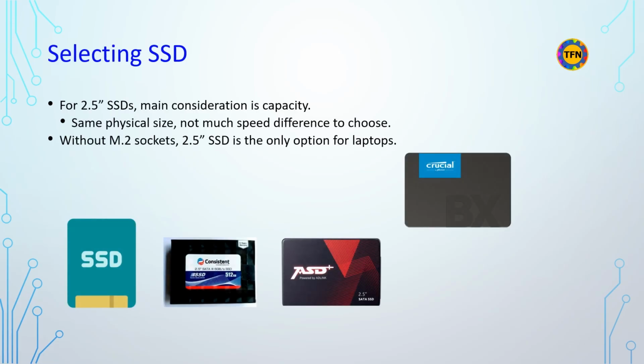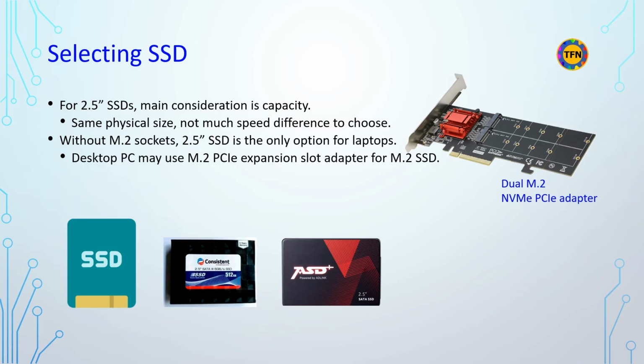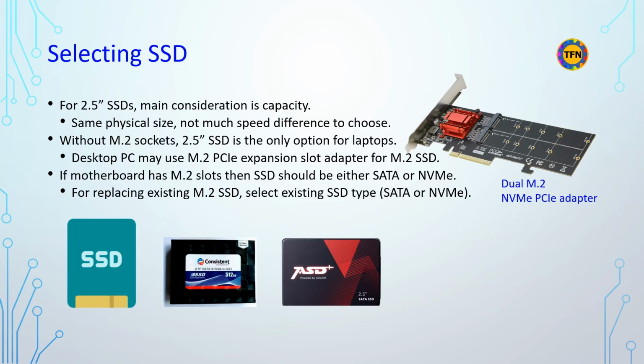For 2.5-inch SSDs, the main consideration is capacity, as there is no difference in physical size and little difference in speed. If the motherboard has no M.2 sockets, then a 2.5-inch SSD is the only option for laptops, while a desktop PC may opt for an M.2 PCIe expansion slot adapter to install an M.2 SSD. If an M.2 slot is available, then the SSD should be either SATA or NVMe version. The existing SSD version should be the choice for replacing an existing M.2 SSD.